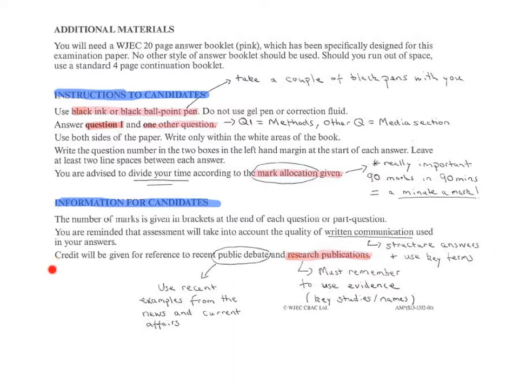The final instruction is a reminder that credit will be given for references to recent public debate and also to research publications. So with recent public debate, one of the things that I would be thinking throughout the exam is whether or not I can use recent examples from the news, from current affairs, to inform my answers. And that might be particularly relevant to the media section of SY2. This reference to research publications is a reminder that throughout my answers I've got to use evidence, I've got to refer to key studies and name sociologists.